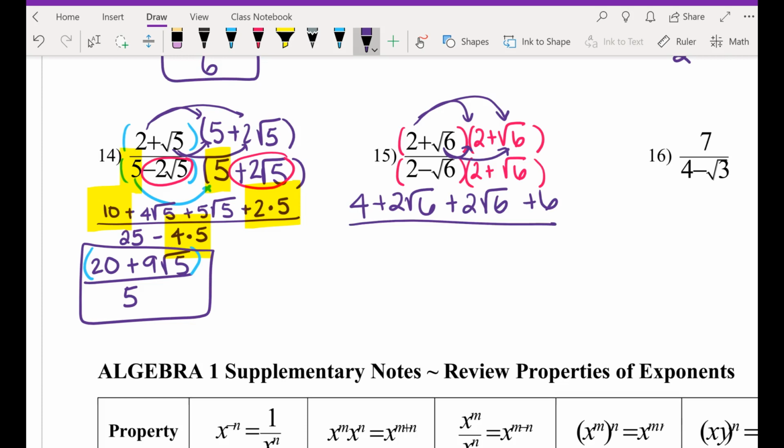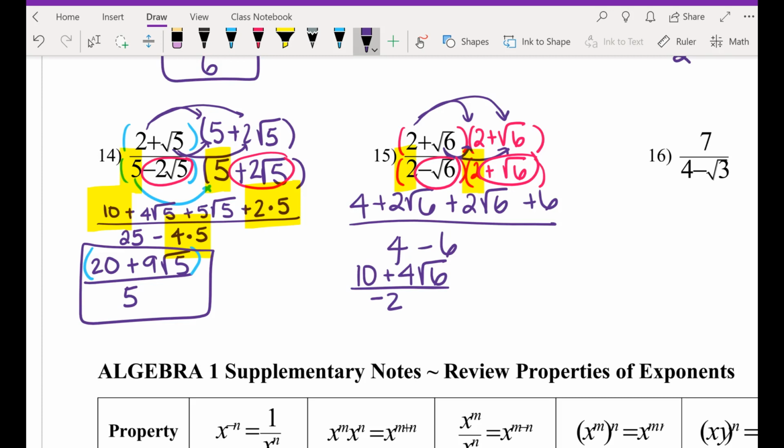On the bottom, do I need to multiply all of that out? Nope. So we multiply the first 2. 2 times 2 is 4. Then we multiply our last, negative 6 and a positive 6. When we multiply, what do we get? Negative 6. Okay. Can we combine like terms? 4 plus 6 is 10. And how many rad 6 do we have? 4 rad 6. All over what? Negative 2.